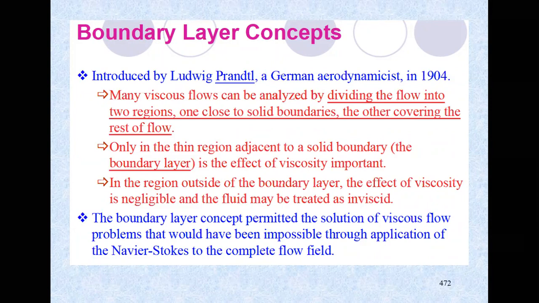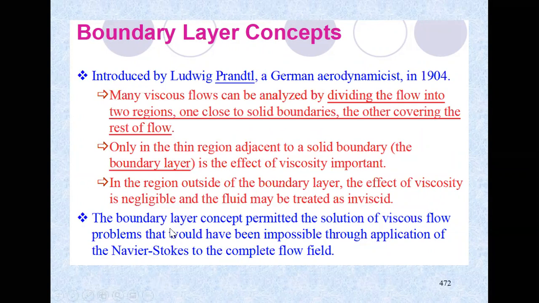which is based on this premise. First, you have to divide the flow into two regions, the boundary layer and the free stream. One is close to the solid boundaries and the other covers the rest of the flow. Only in the thin region adjacent to the solid boundary, the boundary layer, is the effect of viscosity important. For the rest of the flow, the inertia is important, so you can ignore the viscosity. Okay, and you can even consider them as inviscid, meaning viscosity is 0.